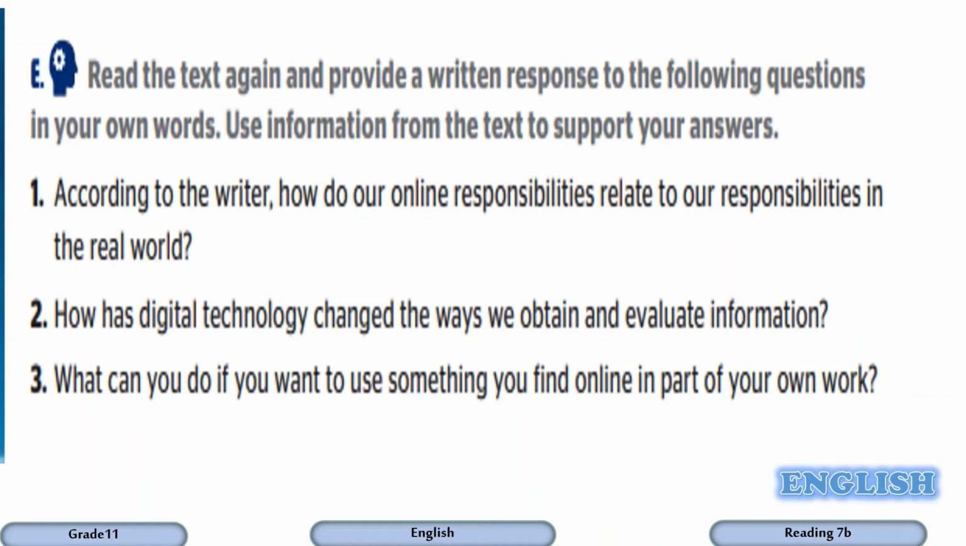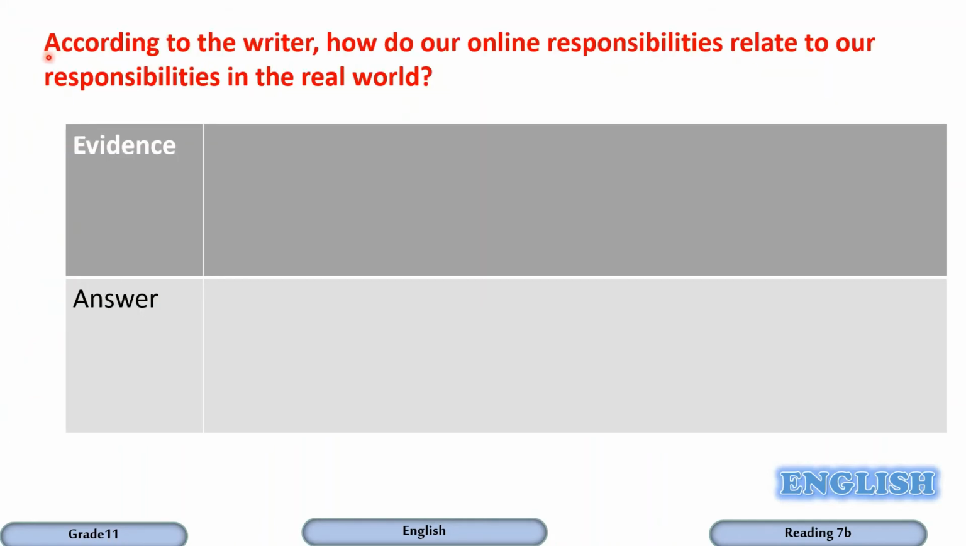Now the activity number E. We are going to read the text again and provide a written response to the following questions in your own words, of course. Use information from the text to support your answers. So it's very important to find the evidence, then to write the answer in our own words. All right, now let's look into the first question.